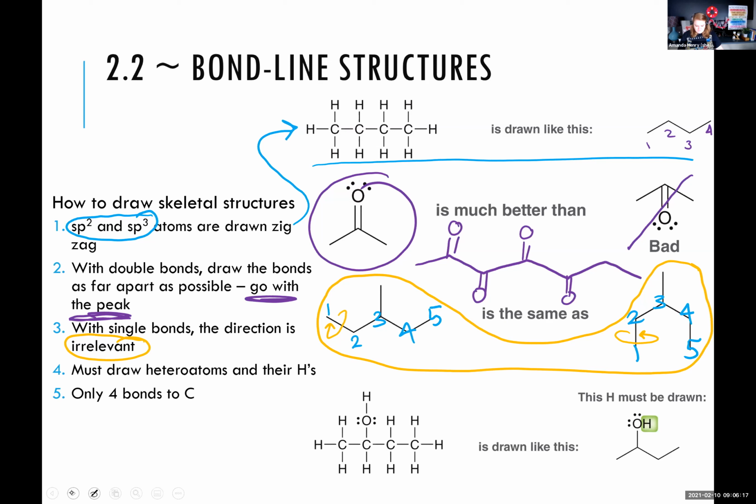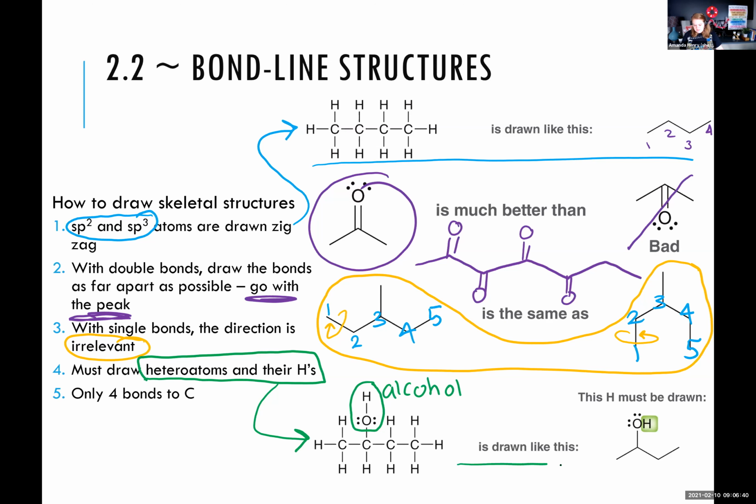Number 4 says that if a heteroatom has a hydrogen, we have to draw it on. So that's this one down here. So we have our 4 carbon chain again with an OH group. This is called an alcohol group, by the way.